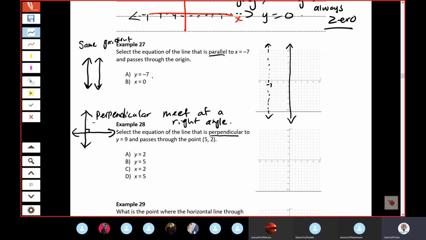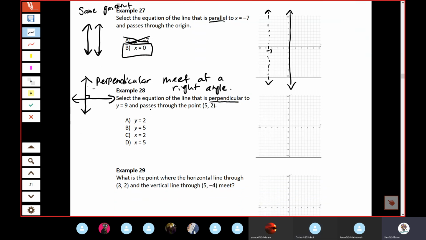Which one would that be? Y equals -7 or x equals 0? X equals 0. Yeah, I think we know that one. X equals 0. Select the equation of the line that is perpendicular to y equals 9.